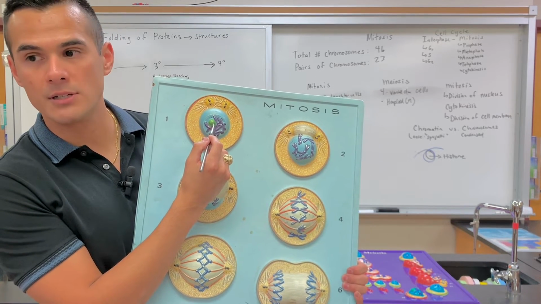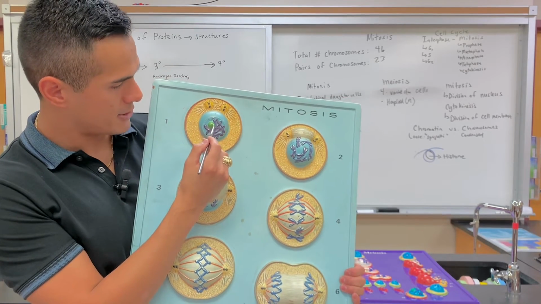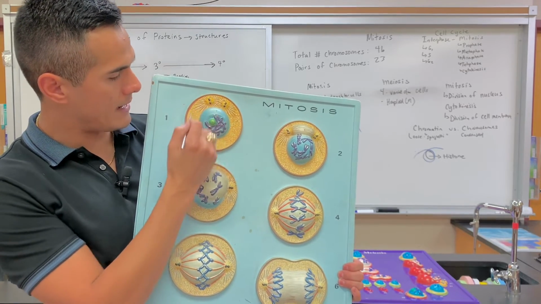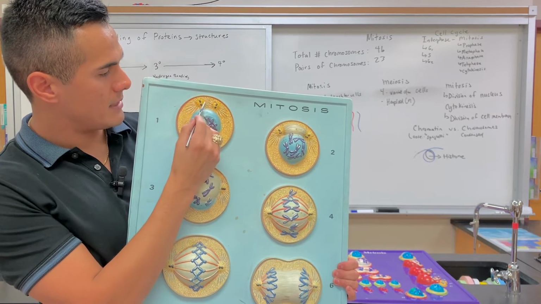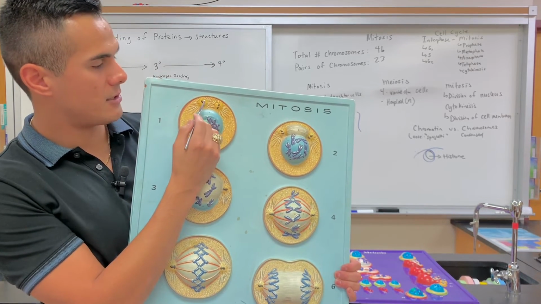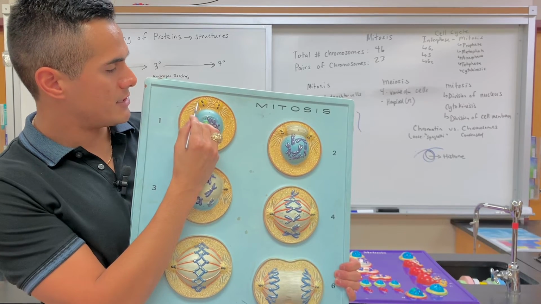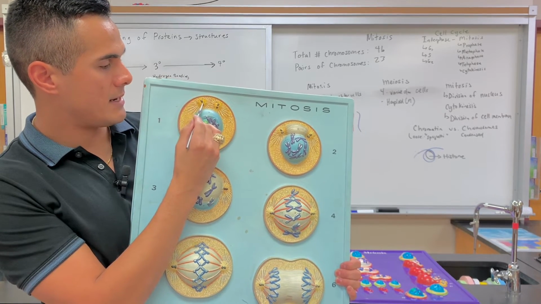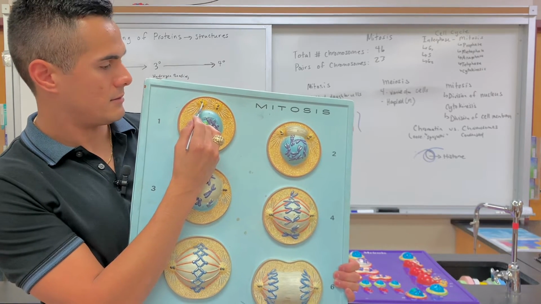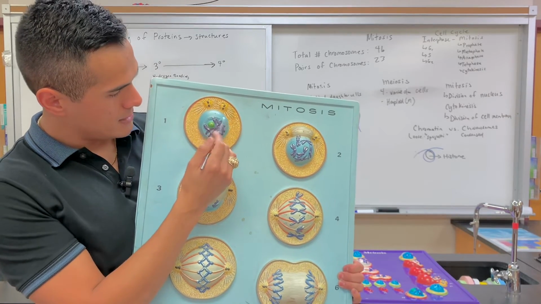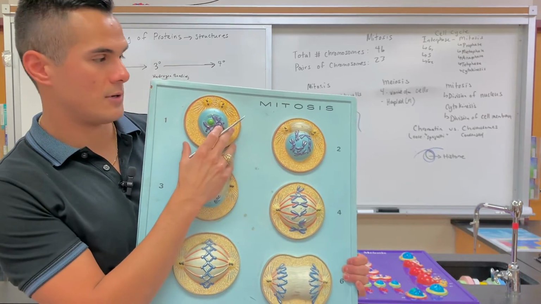The nucleolus is where ribosomes are manufactured. Here on the outside, this is the cytoplasm. Then you have the centrosome, and the centrioles are these ones right here. Okay, so that's the components for number 1.